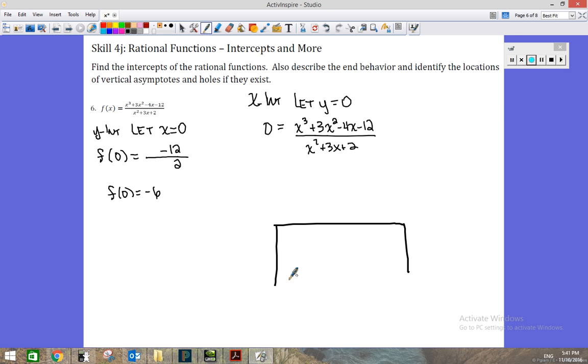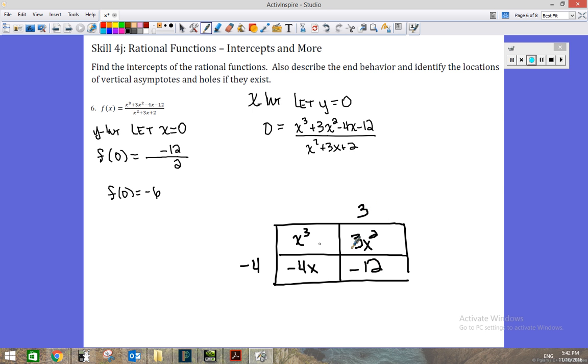You could use your rational zero theorem if you wanted, but if I create a table and just enter in x cubed plus 3x squared, minus 4x and minus 12. Going across, these share a common factor of negative 4. Vertically, these share a common factor of 3. Horizontally here, an x squared. Vertically here, an x. So let's check.